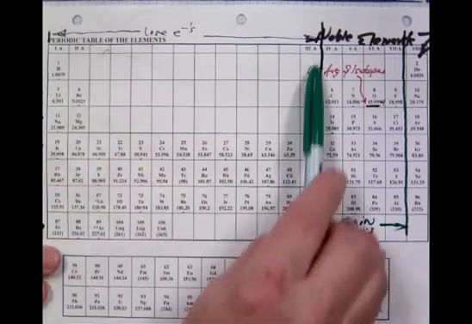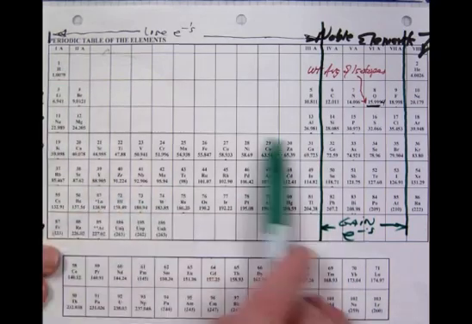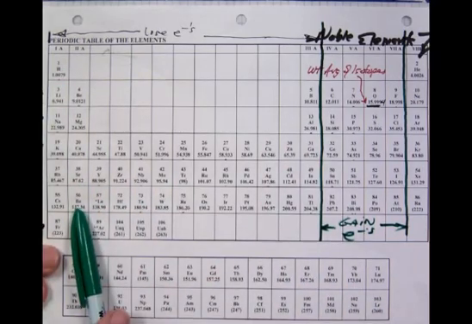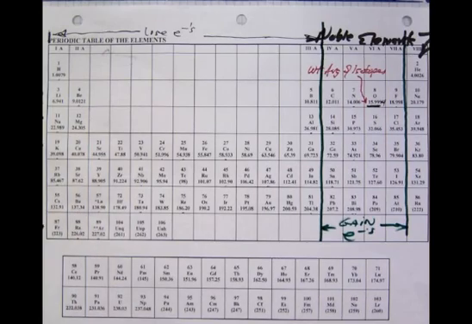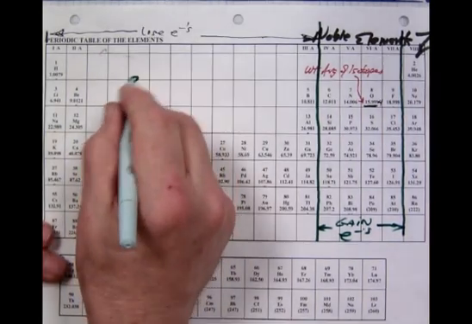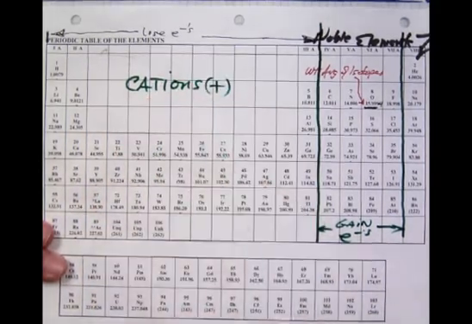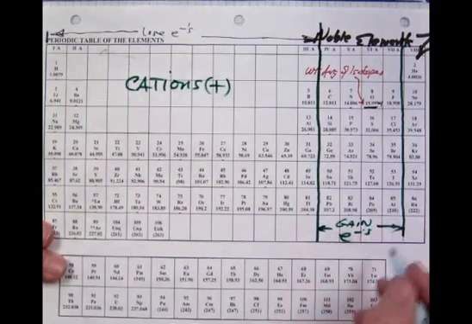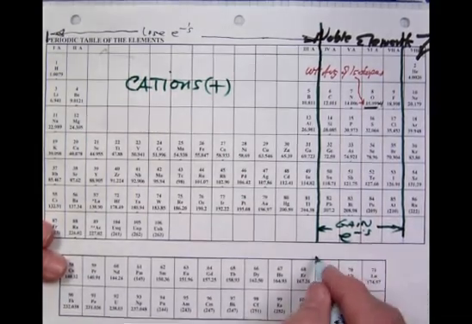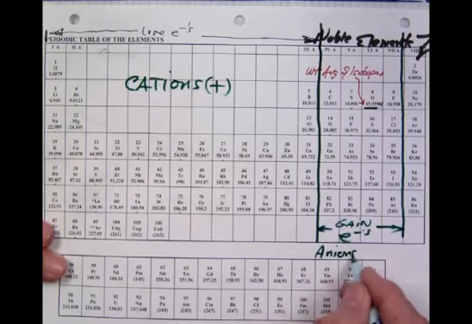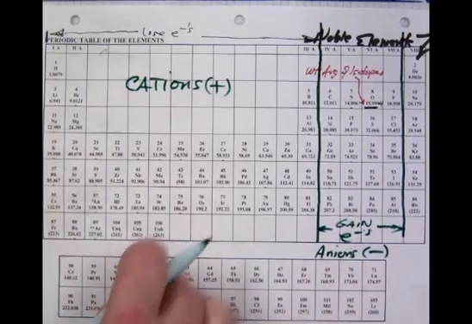So everything in here tends to lose electrons and become cations. Those that lose electrons are cations with plus charges. Those that tend to gain electrons are known as anions and have negative charges.